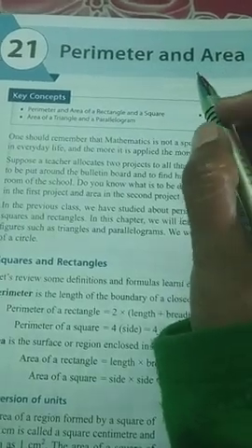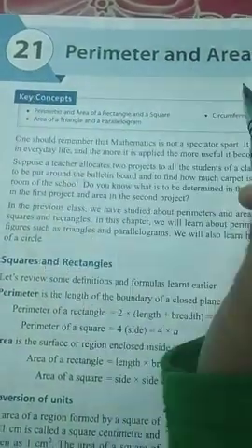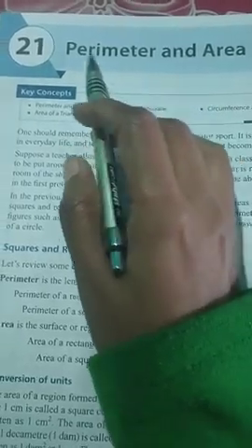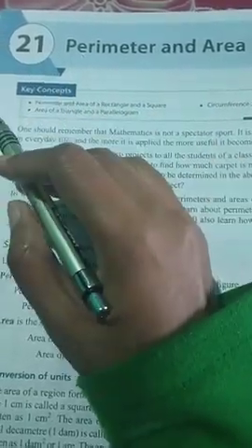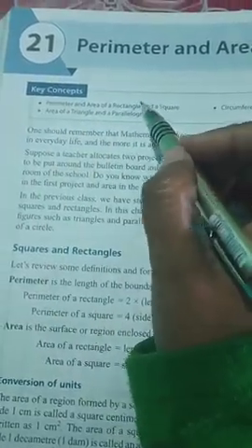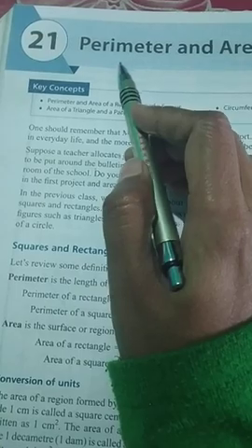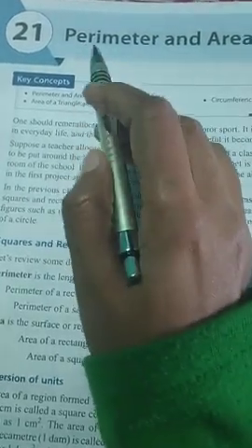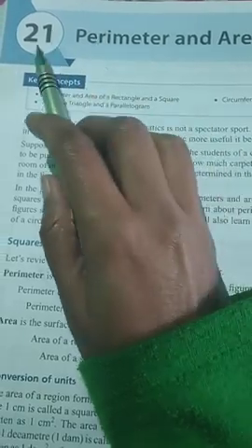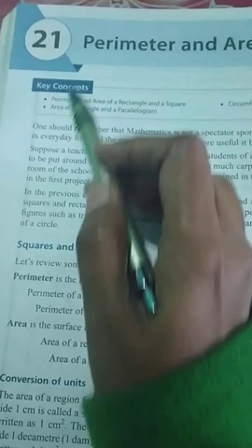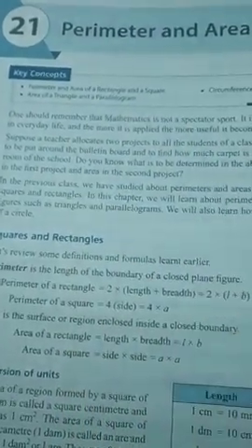Good morning, students. Today we are going to start chapter 21, perimeter and area. Chapters 18 and 19 will not come in the exam, that is reduced syllabus, okay? And chapter 20, construction, will come in the exam, but I will teach that chapter after teaching perimeter and area, okay? So let's begin today with perimeter and area.